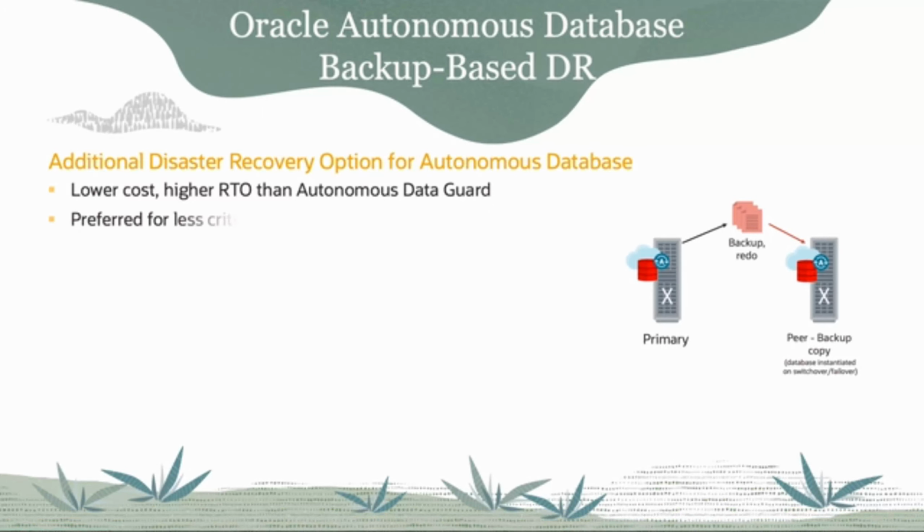Autonomous disaster recovery option. Though cost is low, the recovery time objective is high. Hence, this is not preferred for mission critical production applications. This method of DR is preferred for non-production or less critical application databases deployed in autonomous database.